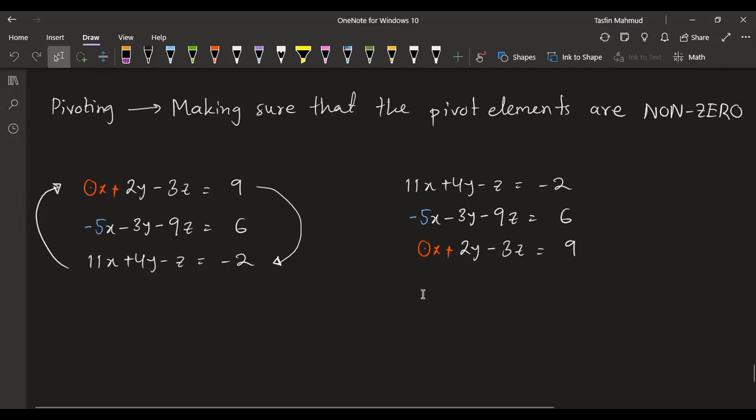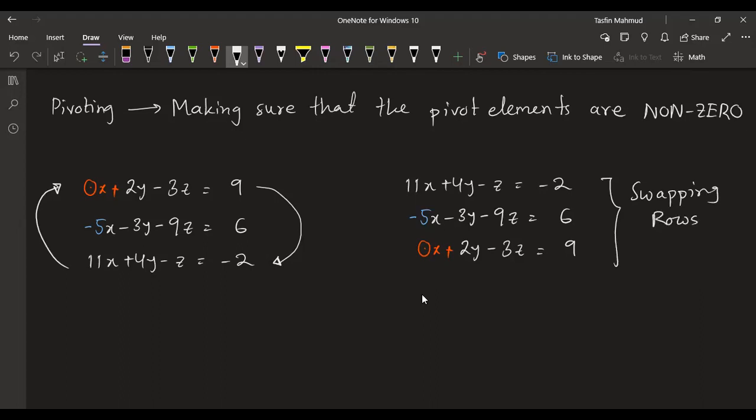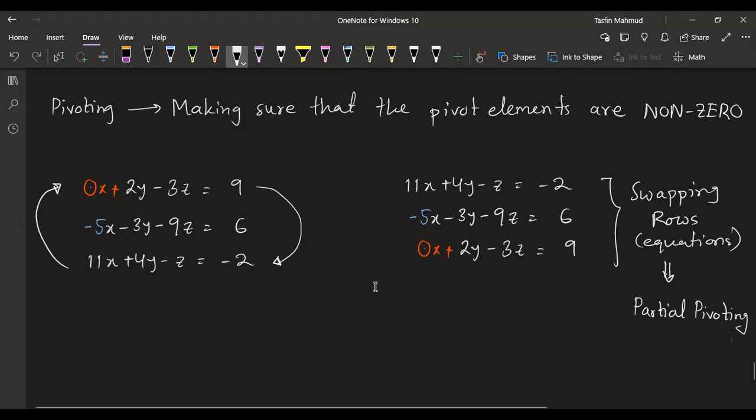Okay, so that's called pivoting, and we actually refer to it as partial pivoting whenever we swap the rows. Swapping rows is called partial pivoting, where rows means equations. We have swapped the first and third equation. We call it partial pivoting, and partial pivoting is good enough. It is just fine for us. You have to do the partial pivoting in the lab report.